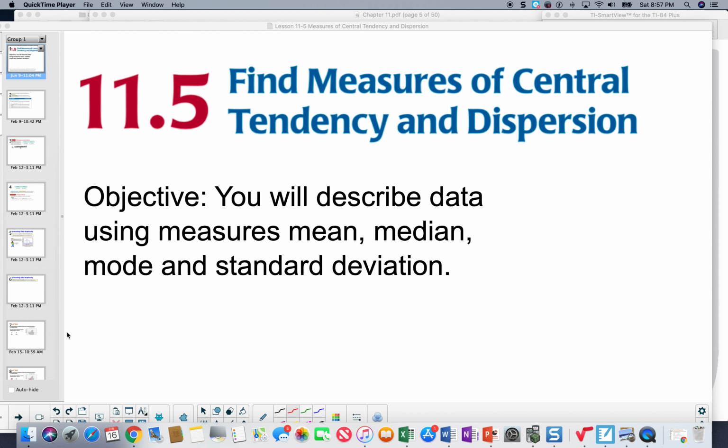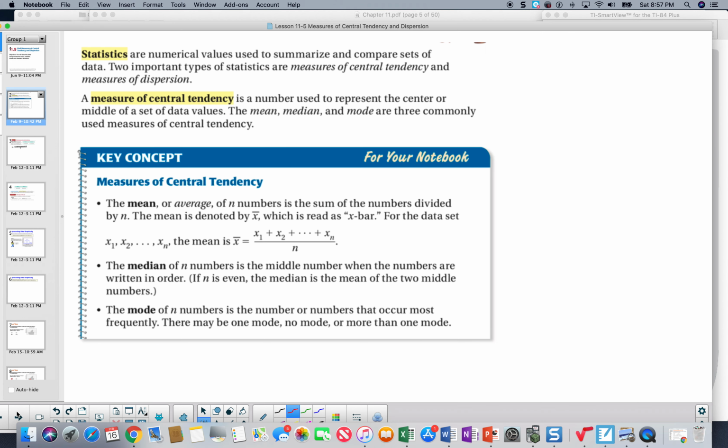11.5, find measures of central tendency and dispersion. You will describe data using measures mean, median, mode, and standard deviation. Let's take a look at statistics. These are numerical values that summarize and compare sets of data. And the two most important types are measures of central tendency and measures of dispersion.